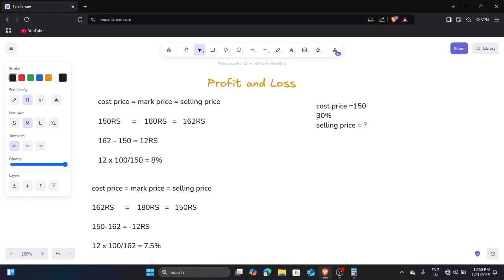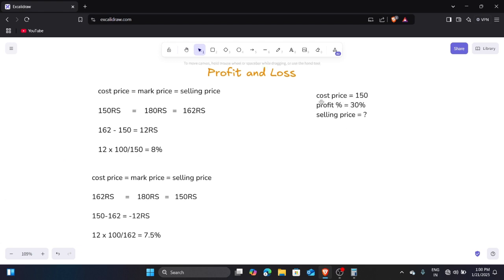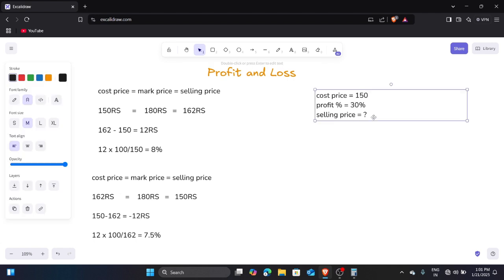The profit he gets, the profit percentage is this. If the question gives you the cost price and asks about the selling price, they give you the cost price and the profit percent, and they ask you about the selling price, then how can we do this? For that we have to do nothing, just do the same thing that we had done here.